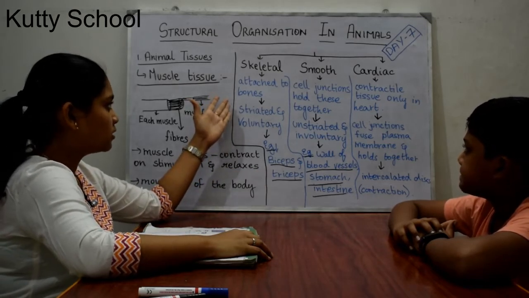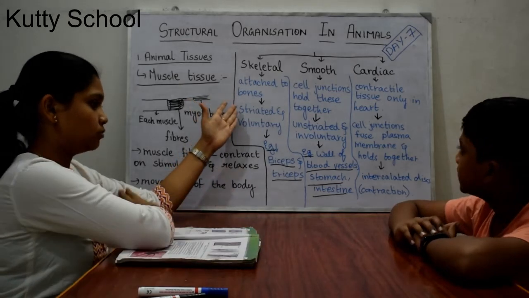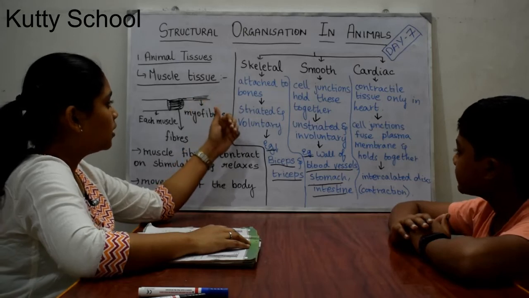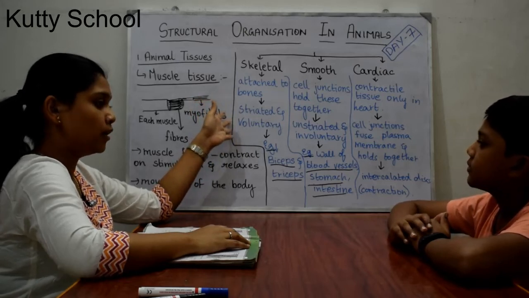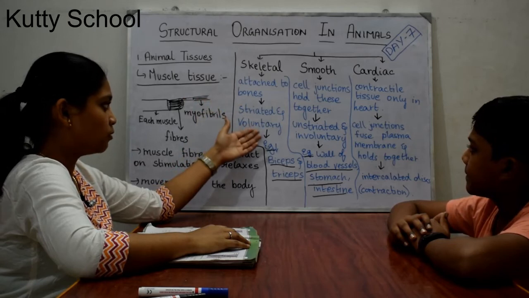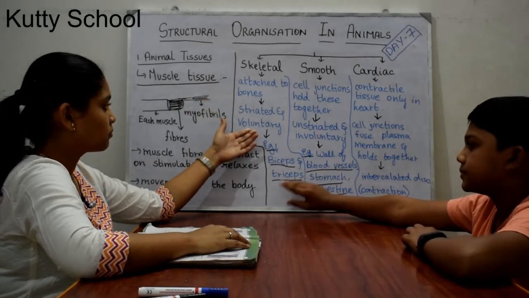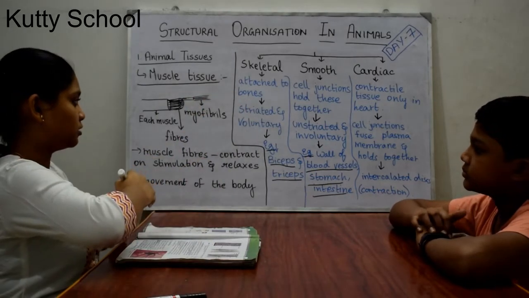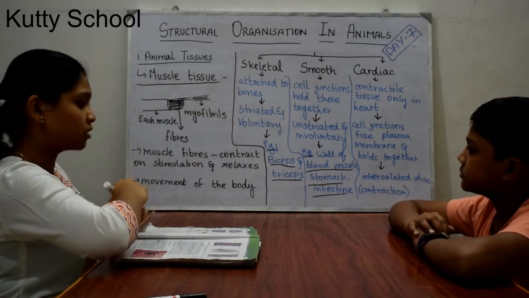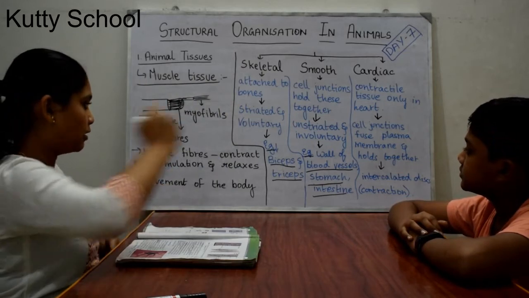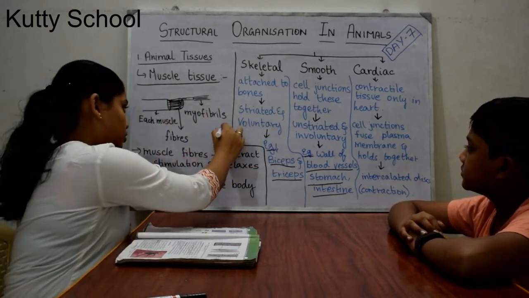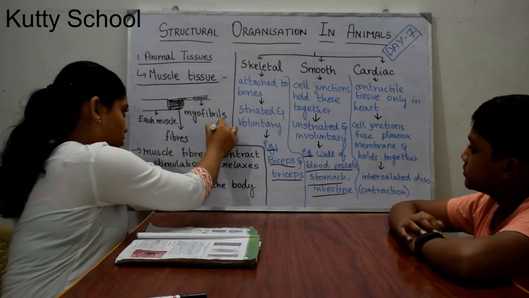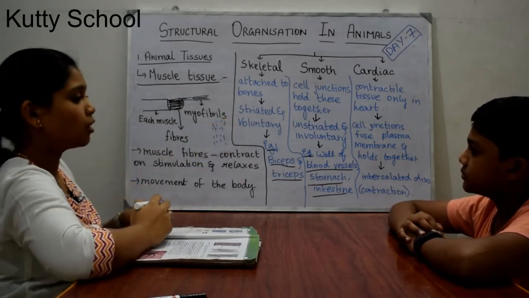Skeletal muscles are attached to skeletal bones. These are closely attached to bones, and these are striated and voluntary. Do you know what is striated and voluntary? Striated means they have striations, like in the structure we will be seeing in the next session. They will have striations like this. These are the striations. And these are voluntary.